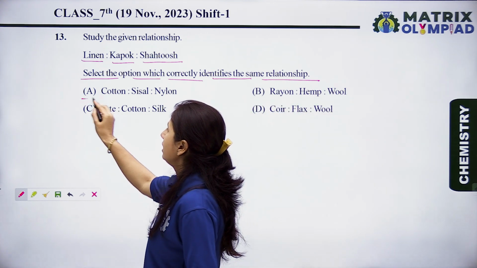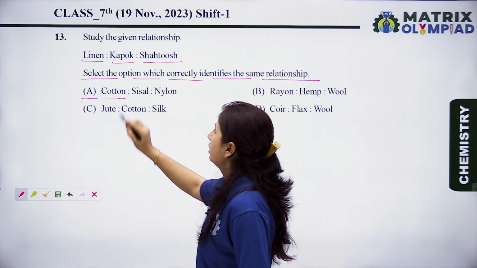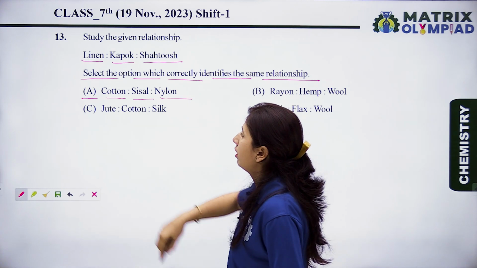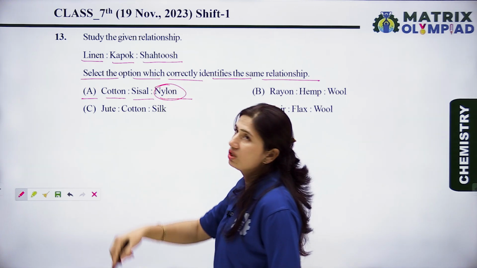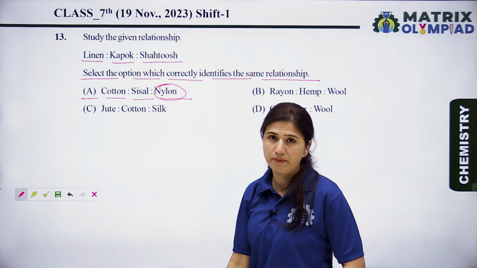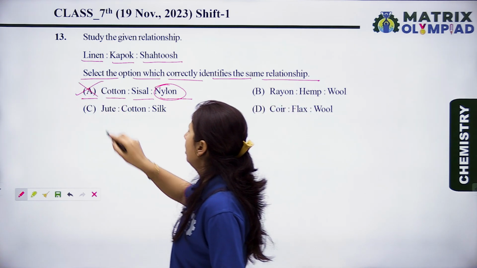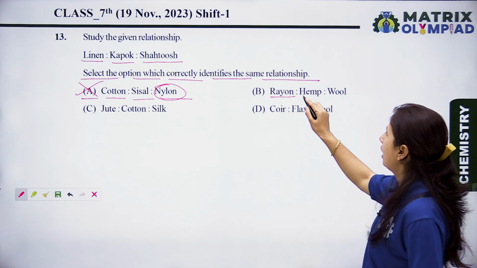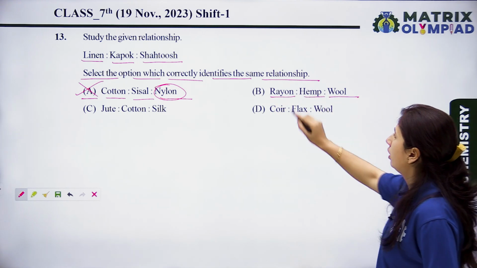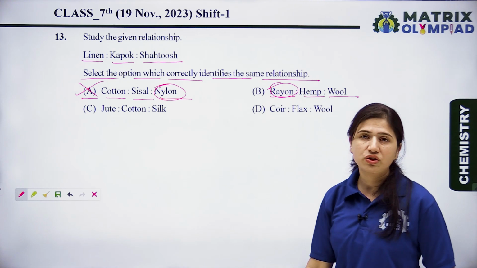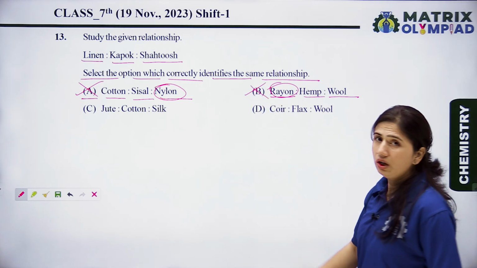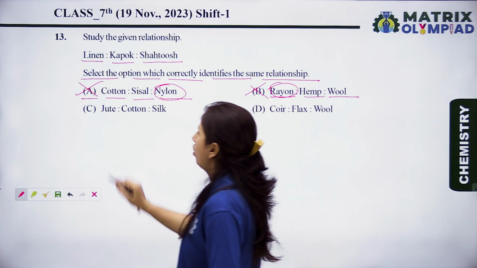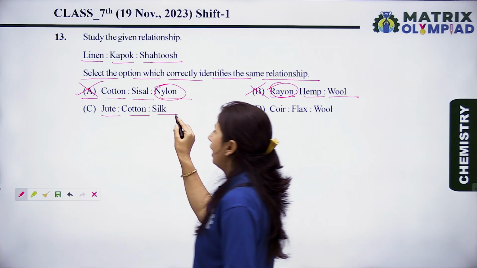Select the option which correctly identifies the same relationship. Okay, now let's see A, cotton, sisal and nylon. No, it's a wrong statement because nylon is a synthetic fiber. So A is the wrong option. Now let's see option B, rayon, hemp and wool. Rayon is not matched here, so this is also a wrong statement.